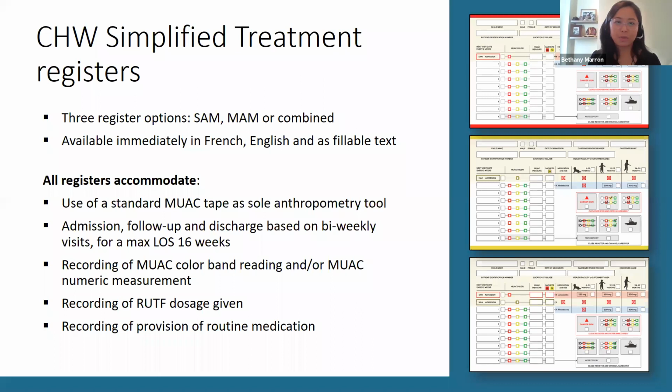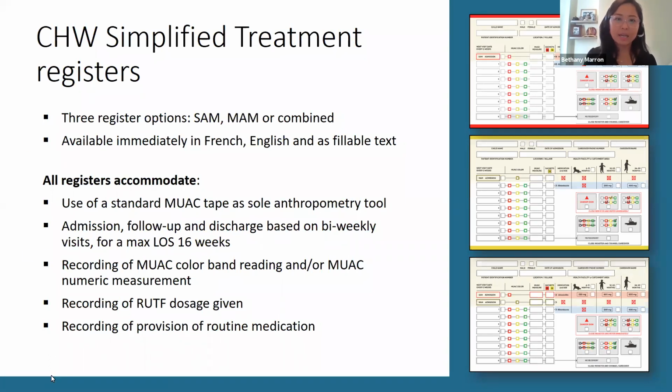The last thing I want to note about the registers is, although there are 3, they are very similar, and I'll go through the specific differences. In terms of similarities, all the registers use a standard MUAC tape as the only anthropometry tool or criteria. All the registers allow admission, follow-up, and discharge recording for a max length of stay of 16 weeks, which is what we have recommended based on a bi-weekly treatment schedule. And all the registers have space to record the MUAC color, the MUAC measurement, if possible, and the number of RUTF sachets that are provided, and the routine medication that's provided.